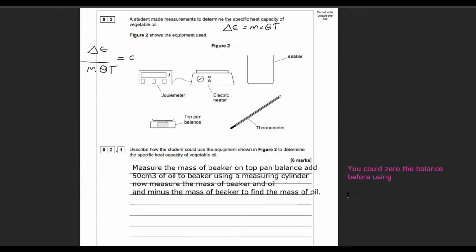So I need to find out how much oil is in the beaker. So I need to know the weight of the glass of the beaker, or the mass of the glass of the beaker. And we're going to say using the balance. And when I say balance, I mean the top pan balance. Yeah, over here. Okay, so we now have our mass of oil.